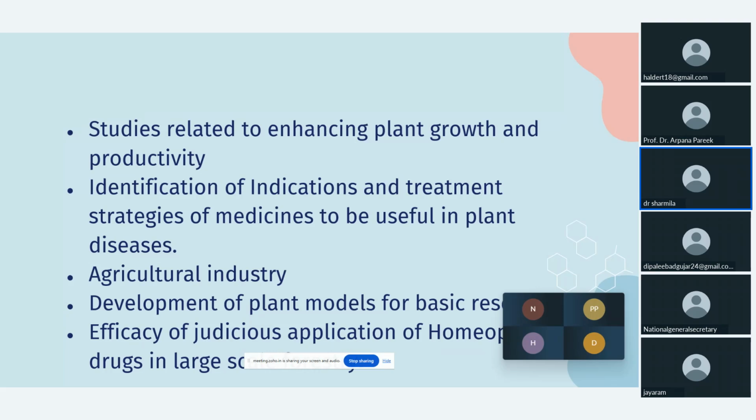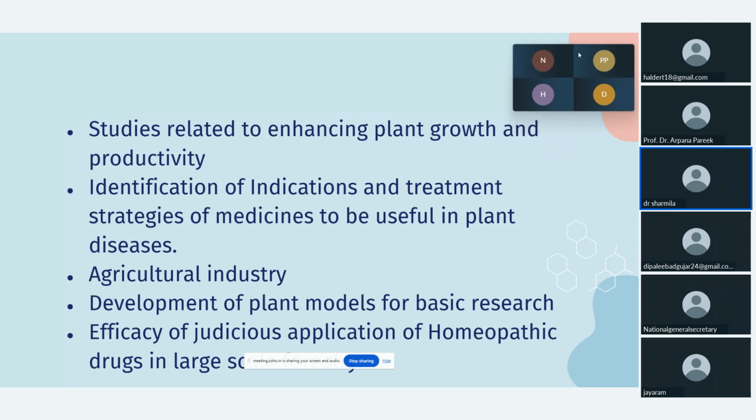Agricultural industry is a very big market, and we need to search how we can help it grow in a more productive way, and to help the agriculture farmer, with effective pathy along with them. Then development of plant models for basic research, and efficacy of judicial application of homeopathic drug on a larger scale.